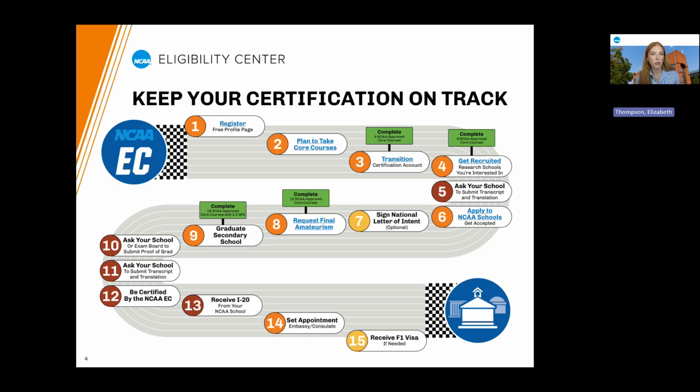So once you receive your I-20 from the NCAA school that you have applied to and been accepted, you would then set your embassy or visa appointment with the embassy or consulate in your local city or nearby city. And once you have gone through that visa interview process, then you will hopefully receive your F1 visa, which is what you need to travel. And then the final stage crossing the line there is to arrive to the NCAA school in which you wish to compete for.